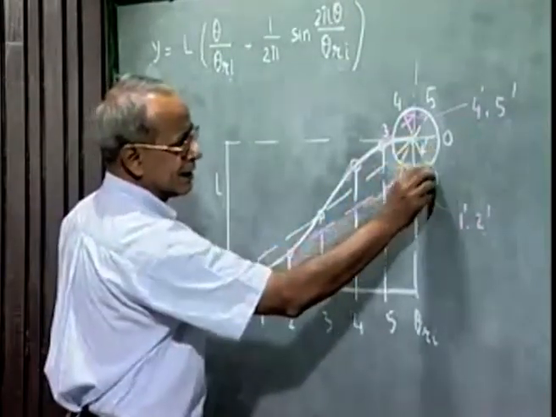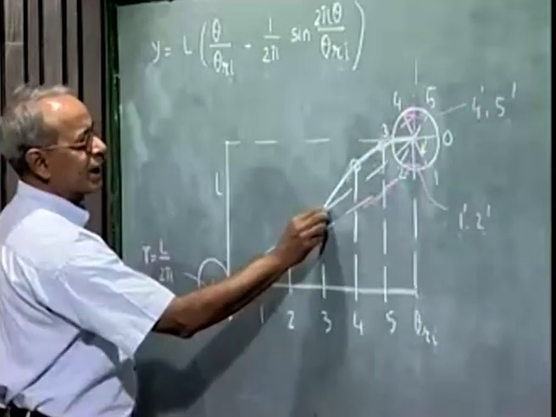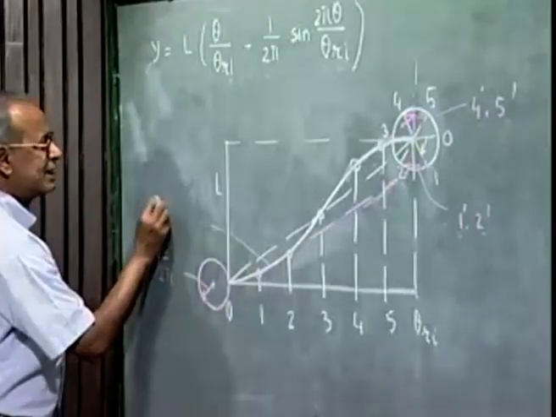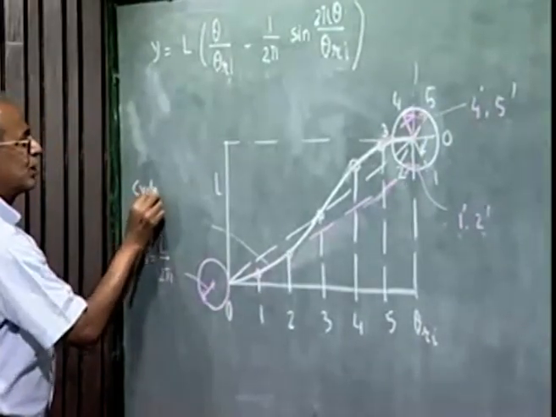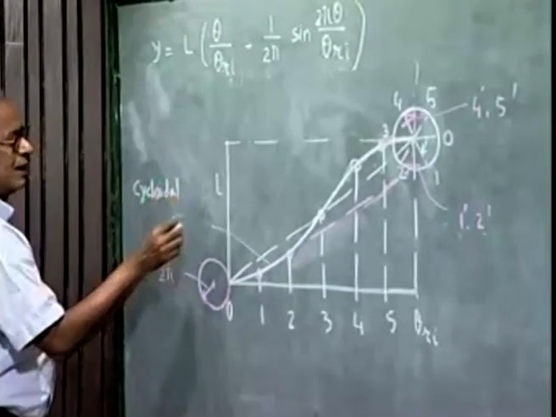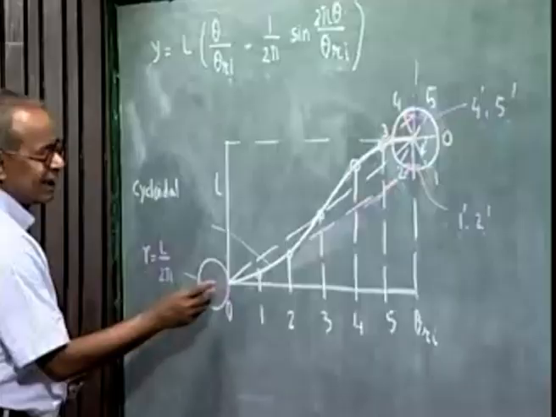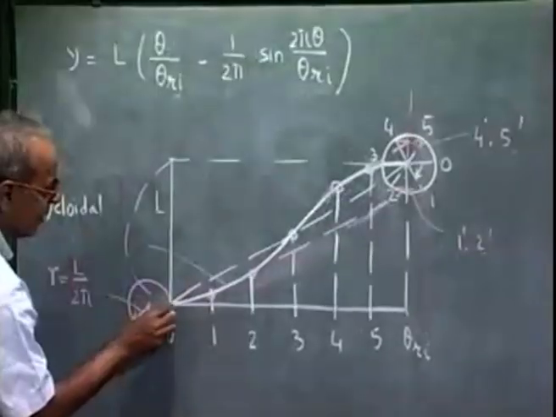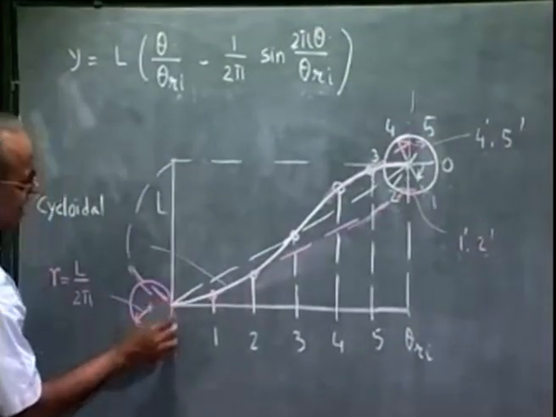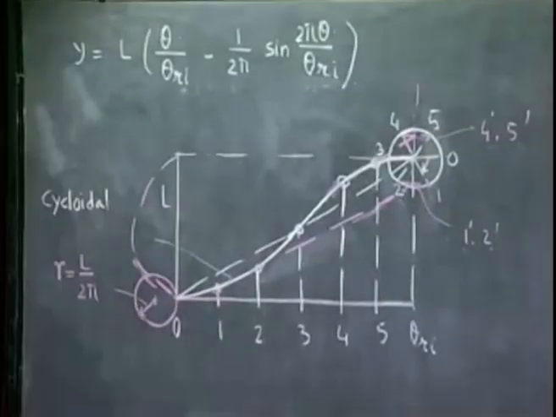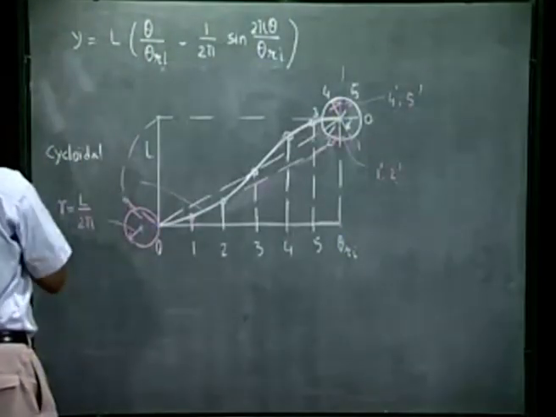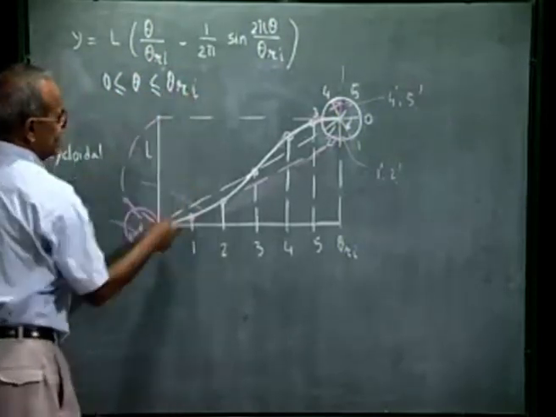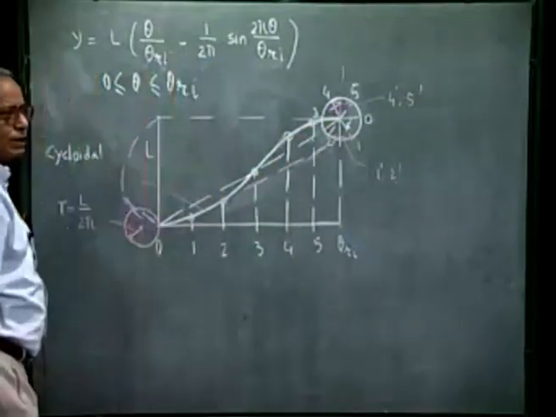The vertical height is nothing but the sine of that angle, which I have subtracted from this line, this vertical subtraction. So this is the cycloidal motion. If you remember, the cycloid is really this curve. This is the curve generated by a point on this wheel. So we have the expression. This is valid for 0 less than theta less than theta Ri, and this is the geometrical construction corresponding to this equation.